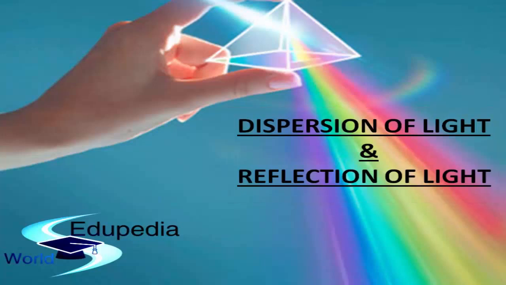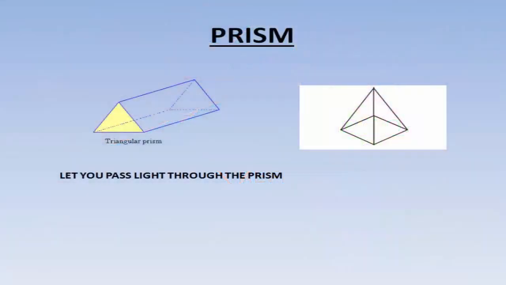In the previous video we learned what light is, how light gets reflected, what the incident ray is, and how after reflection the reflected ray is formed, right? So in this video we will learn about dispersion and reflection of light.